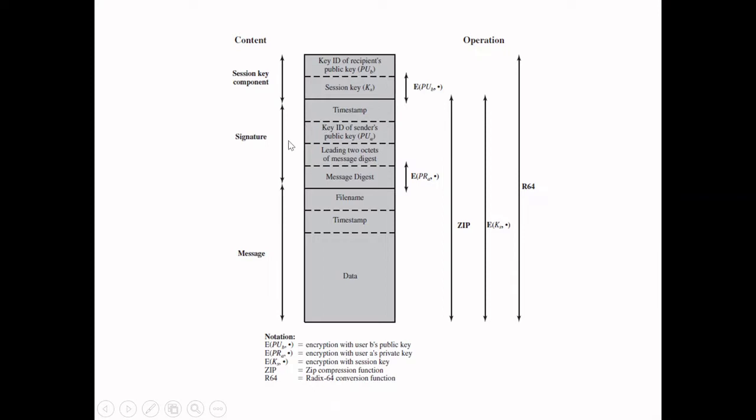Similarly, we have the message, the signature part, and the session key component. The session key is used for encrypting the message. The session key itself is encrypted using the public key of the recipient, or public key of B. Again, the key ID is used to identify which of the public keys of B, the recipient, we use. So this is the overall picture of the message format.